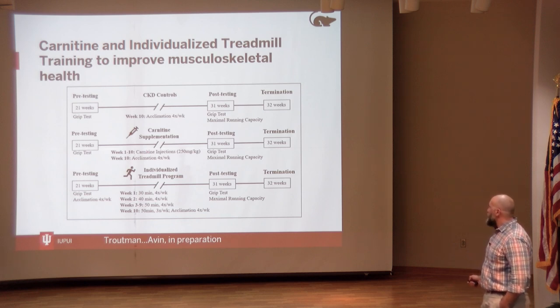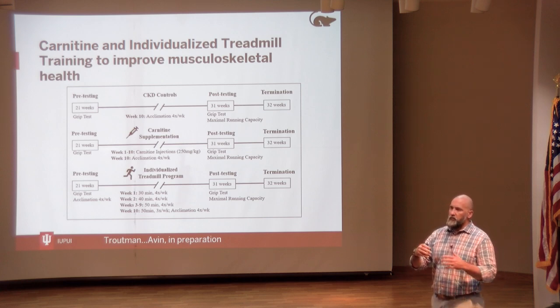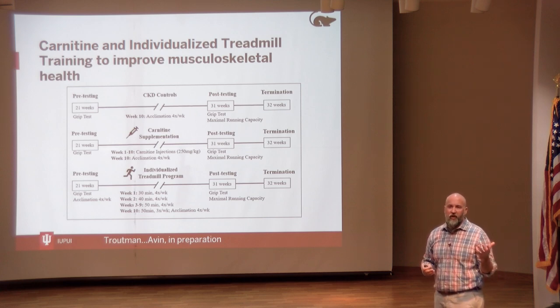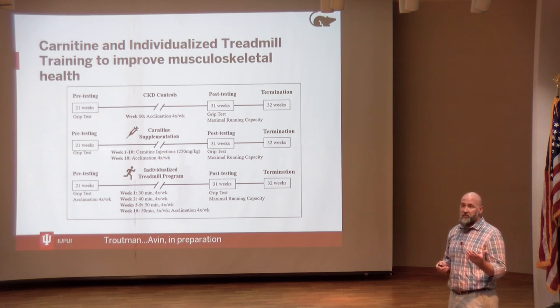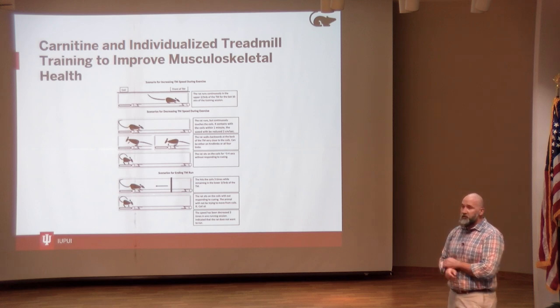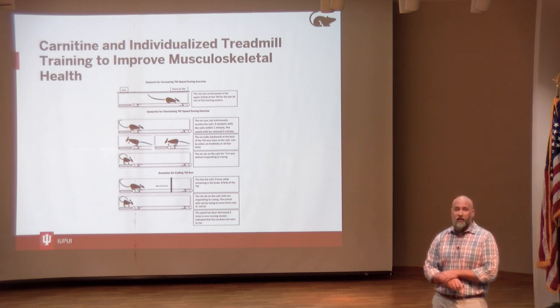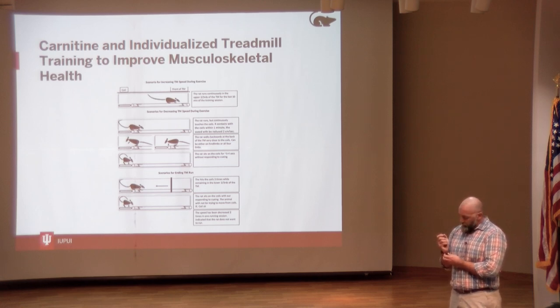And then from the individualized training program, so we had the activity wheel. That lower intensity activity seemed to have beneficial effects. The very intense treadmill protocol didn't seem to have beneficial effects. And so what we wanted to try to do was use the animal's behavior to indicate whether or not we should increase or decrease the speed. This was something that wasn't done before. And so when you do a study like this, you kind of have to accept that it may not work.